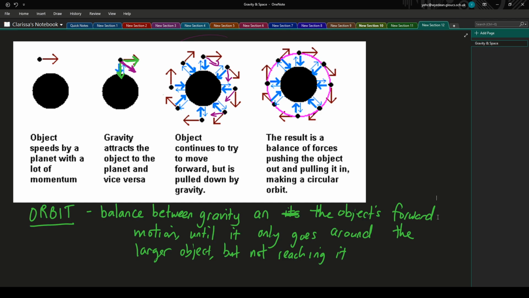So that's what an orbit is. It's that balance between the gravitational pull and the forward motion until it gets to the point where it is falling but never making it to the ground.